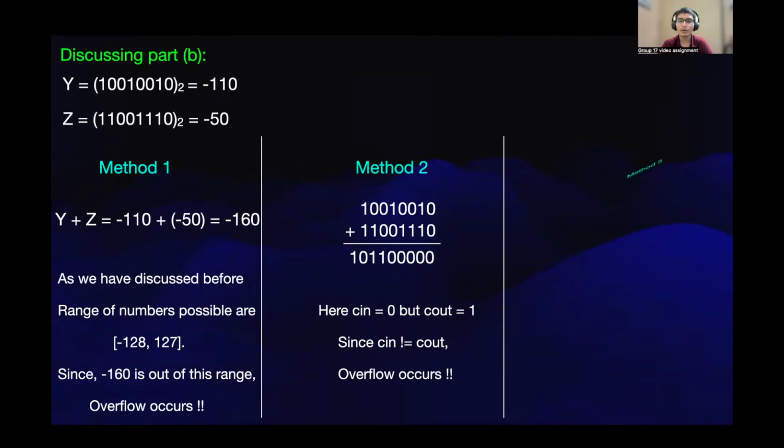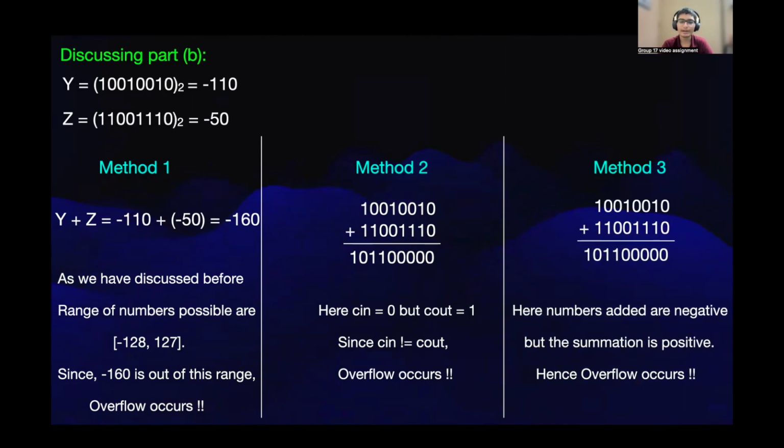Now we will go to method 3. In method 3, we are going to use the concept two negative numbers results positive, then overflow occurs, for which we are going to add y and z using binary addition as shown below. Here, the numbers added are negative, but the summation is positive. Hence, overflow occurs.